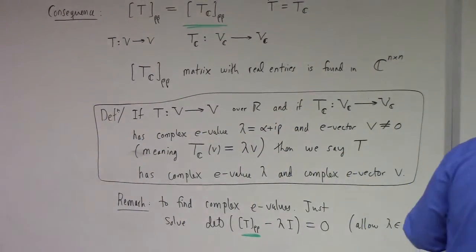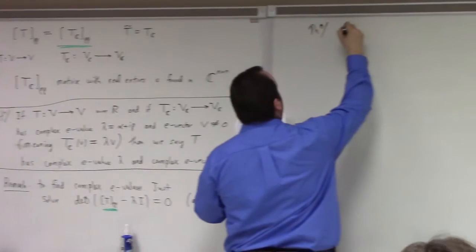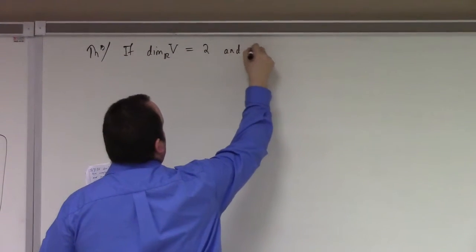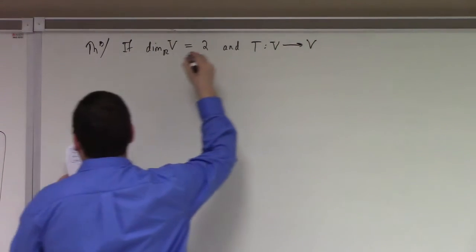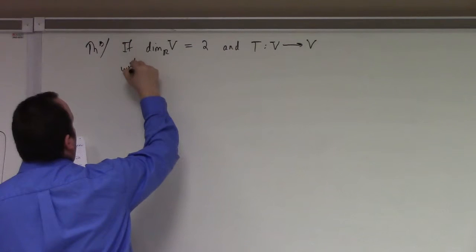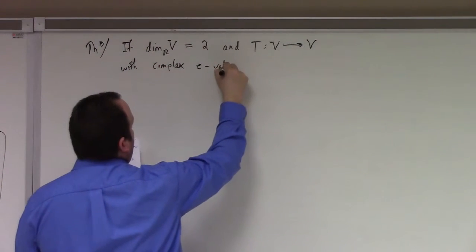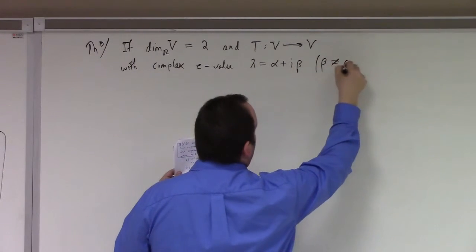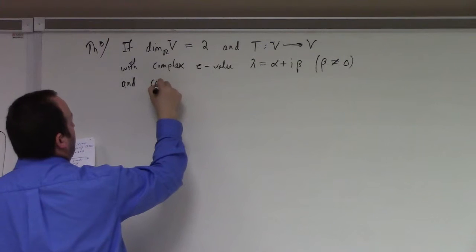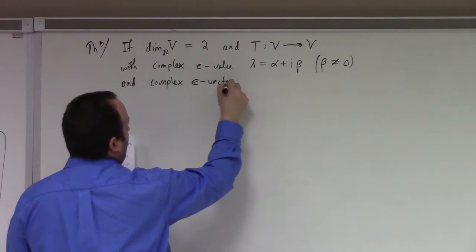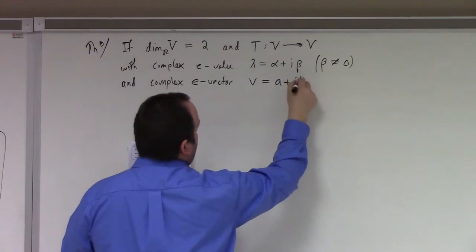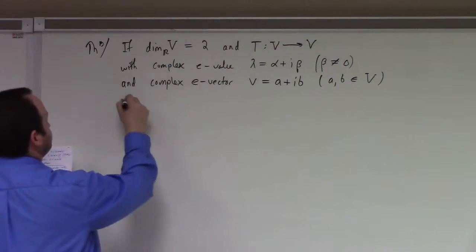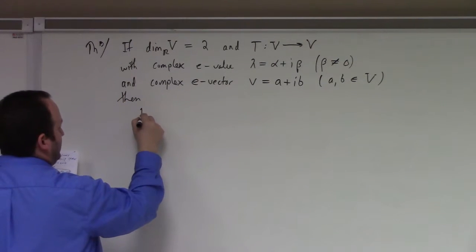All right, now there's a theorem. If the real dimension of V is equal to 2, and you've got a linear transformation T from V to V, with complex eigenvalue lambda equals alpha plus i beta, beta not equal to 0, let's keep it interesting, and complex eigenvector v equals a plus ib, where a and b are real vectors, elements of V, then the following. Let me write them out here. A couple of points.